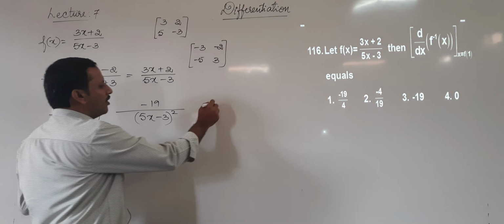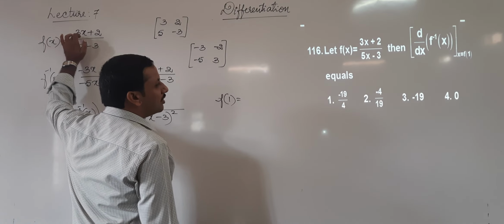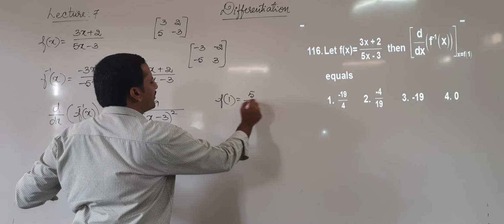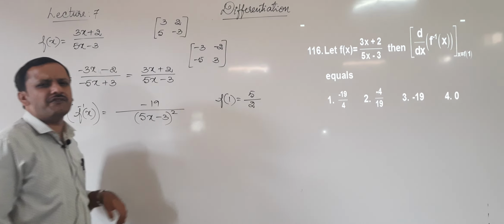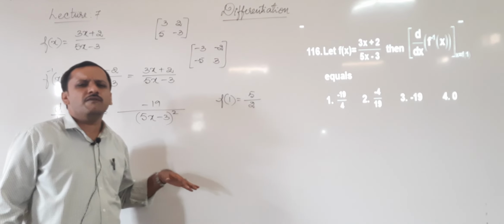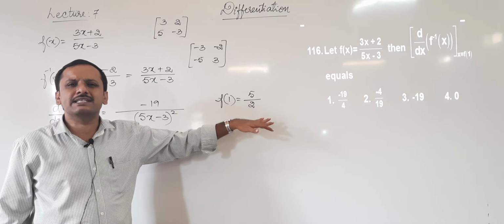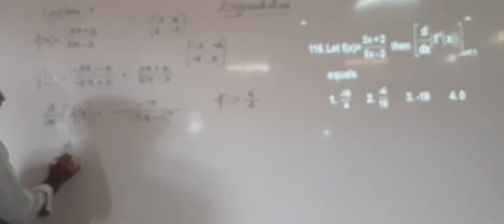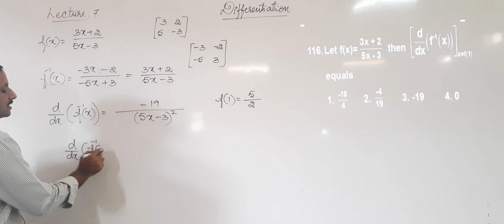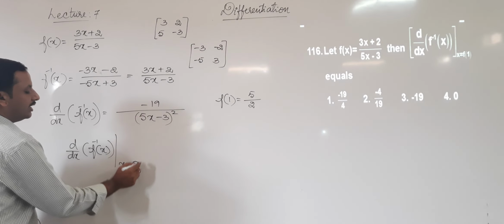Okay, let us see what is f of 1. F of 1 is equal to, put x equal to 1, 3 plus 2, that is 5, divided by 5 minus 3, which is 2. F of 1 is 5 by 2. So we want the derivative of f inverse of x at x equal to 5 by 2. So let us find that d by dx of f inverse of x at x equal to 5 by 2.